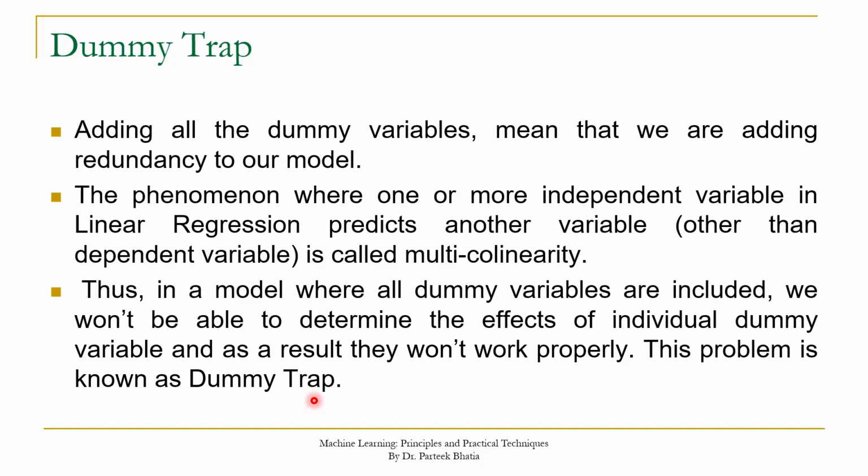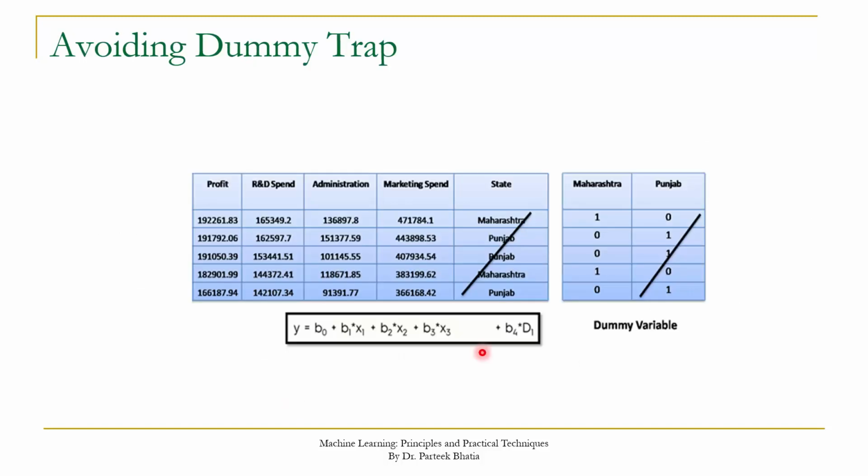In simple words, if we consider all the dummy variables in building the model, then there will be redundancy in our model, and due to this redundancy, we will not be able to capture the effect of individual dummy variables, and that problem is called the dummy trap. In order to solve this problem, we should consider only one dummy variable in this case.